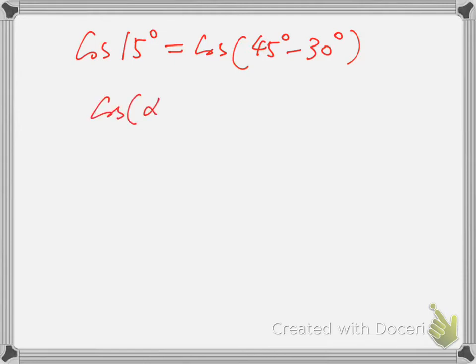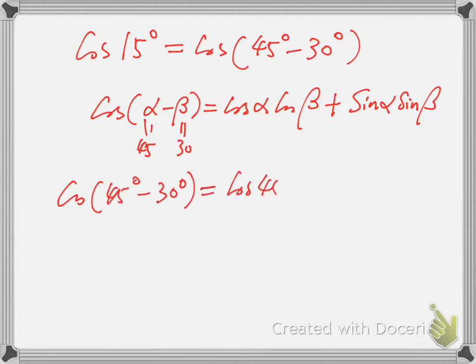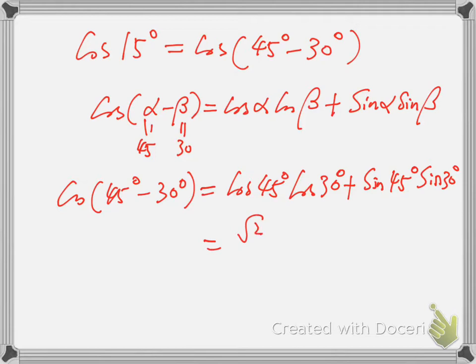So cosine of alpha minus beta is cosine alpha cosine beta plus sine alpha sine beta. What is alpha? Alpha is 45 and beta is 30. So cosine of 45 minus 30 is cosine 45 degrees, cosine 30 degrees, plus sine 45 degrees, sine 30 degrees. So this is radical 2 over 2 times radical 3 over 2 plus radical 2 over 2 times 1 over 2.